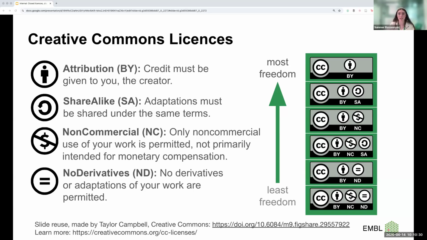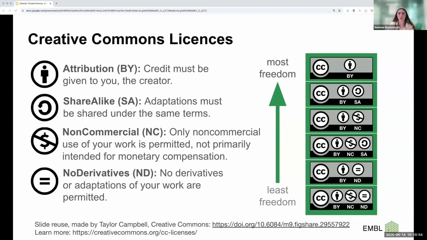There is also no derivatives, which is abbreviated to ND. And it enables reusers to copy and distribute the material in any media or format in an unadapted form only. And again, you have to attribute the creator. This license does allow for commercial use, and it restricts derivatives that change the material in any way. This is your most restrictive license shown here.